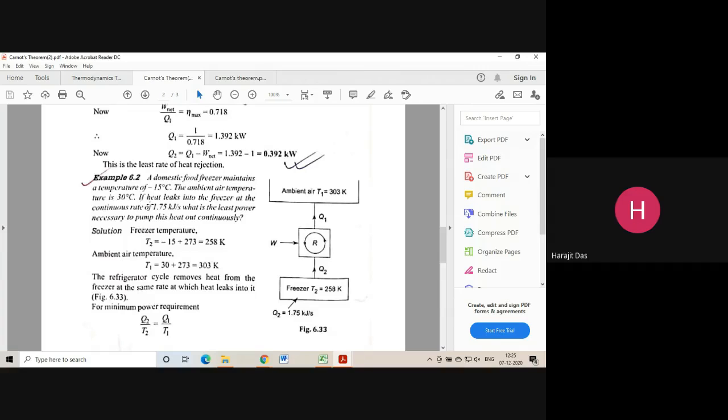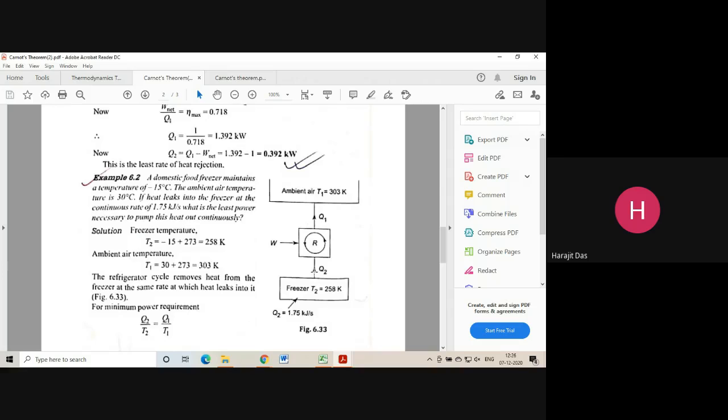Here this is the freezer, the freezing chamber. Here 273 minus 15, so you will get 258 Kelvin, because you need to convert the units to Kelvin. Then only your calculations will be simplified, otherwise it will be wrong. So for the freezer, T2 is 258 Kelvin.